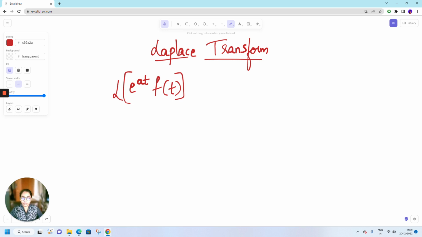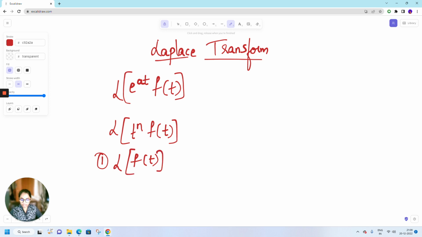Now in today's class, let us study how we solve when we have something like t power n into f of t. When we have the question in the form t power n into f of t, the first step is to write what is f of t, and find the Laplace of f of t. You would get f bar of s.